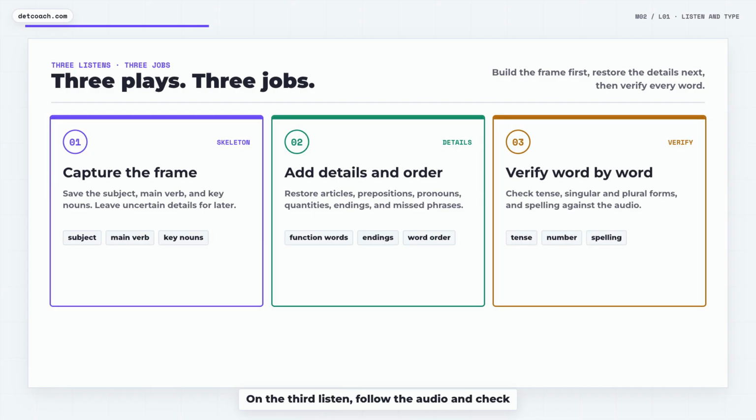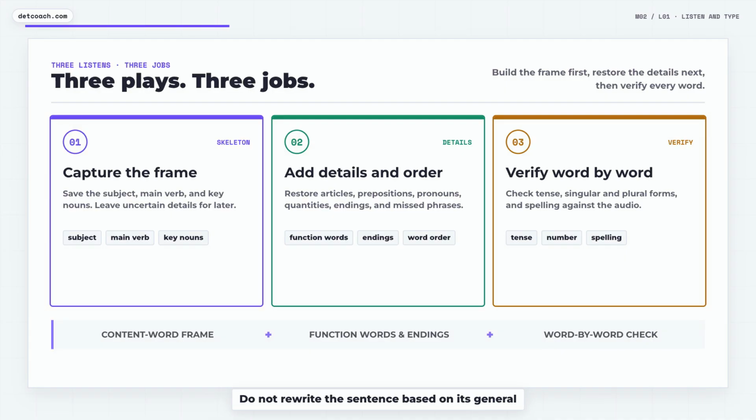On the third listen, follow the audio and check your answer word by word. Focus on tense, singular and plural forms, and spelling. Do not rewrite the sentence based on its general meaning. Compare your answer directly with the audio.